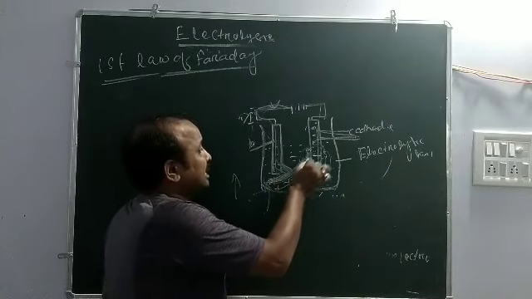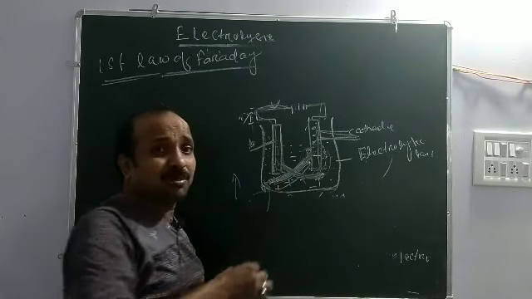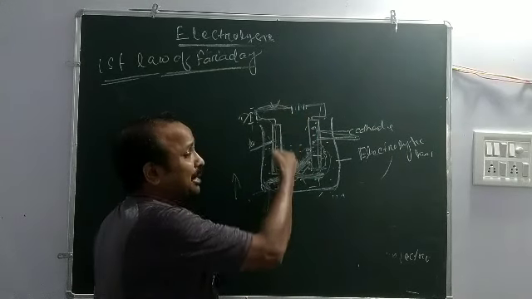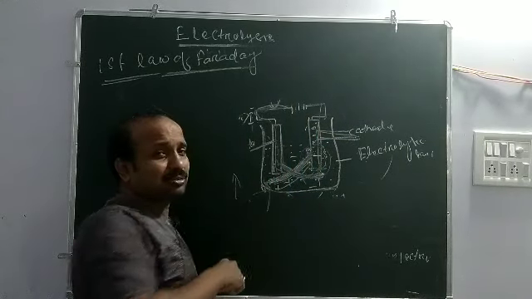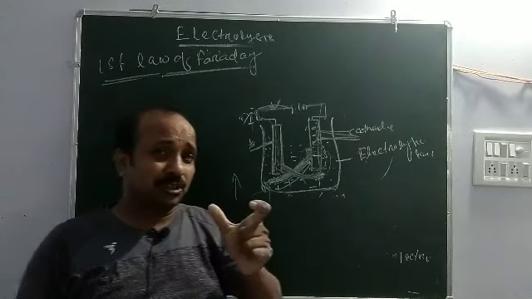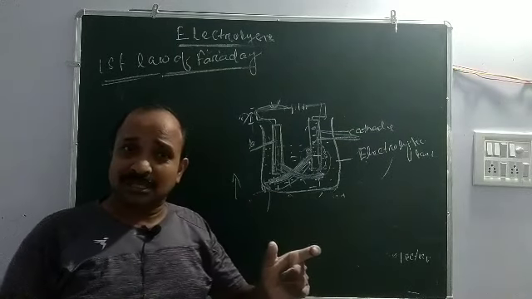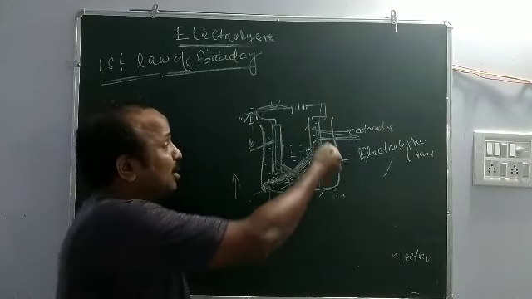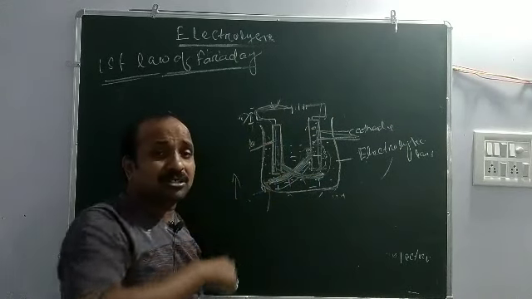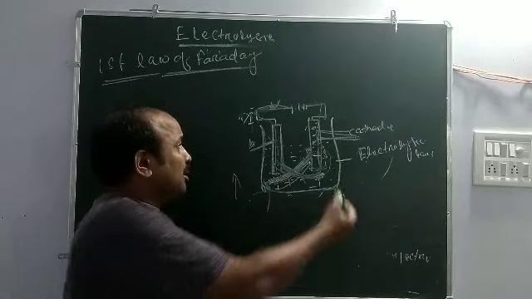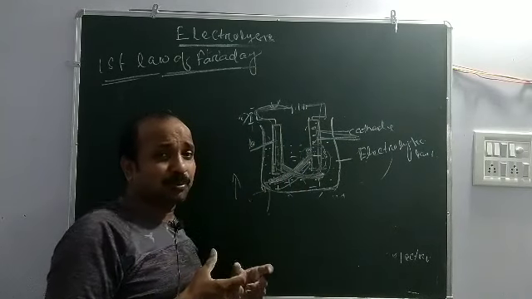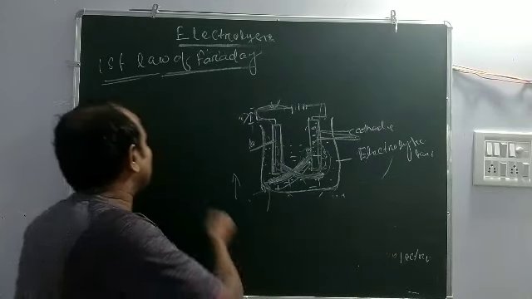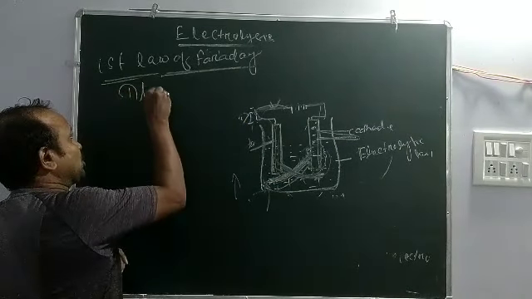The first law of Faraday means the mass of substance deposited or liberated at an electrode as a result of electrolysis is directly proportional to the quantity of electricity passed through the solution. Very easy, there are only two things. One is the mass of substance deposited or liberated. Another is the amount of electricity passed through the solution, and they are related by direct proportionality.